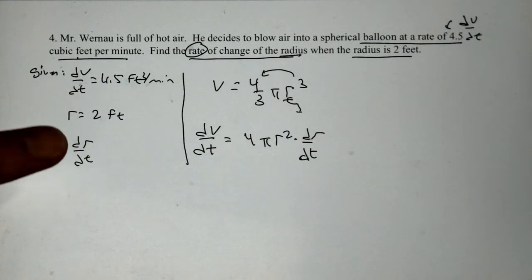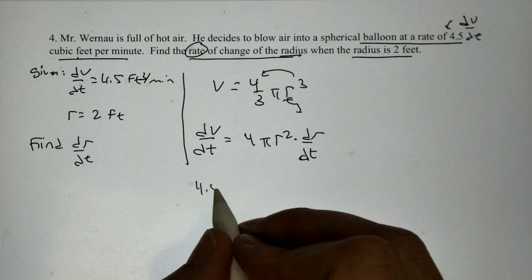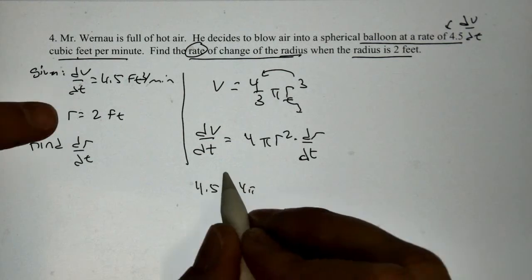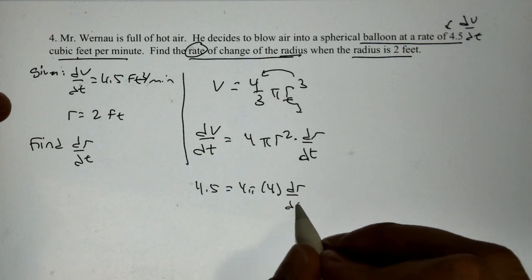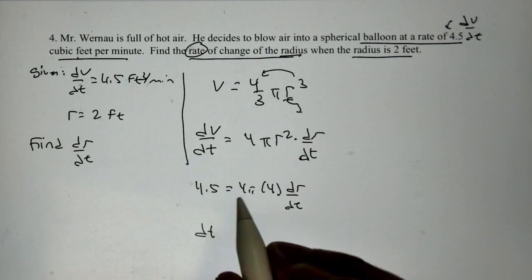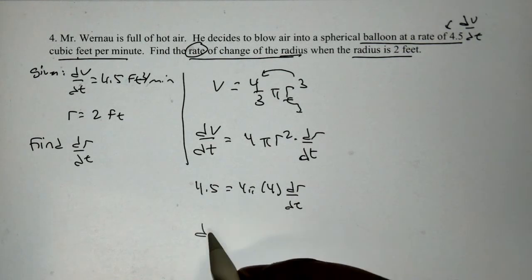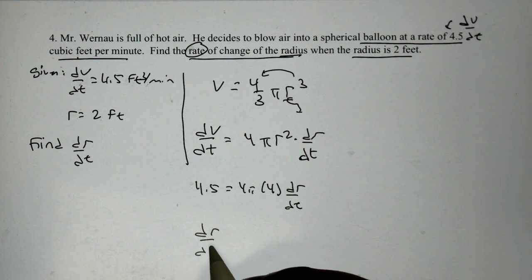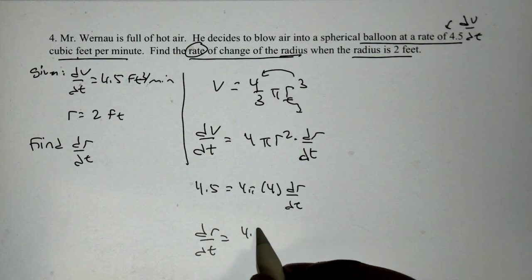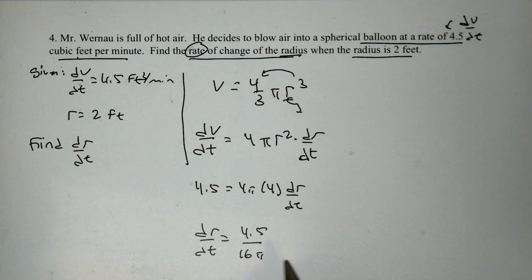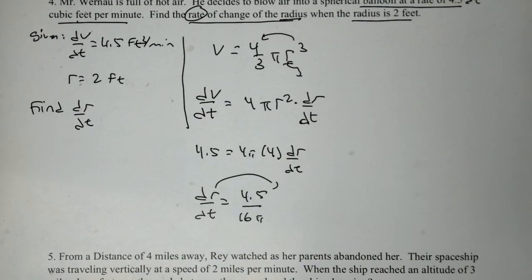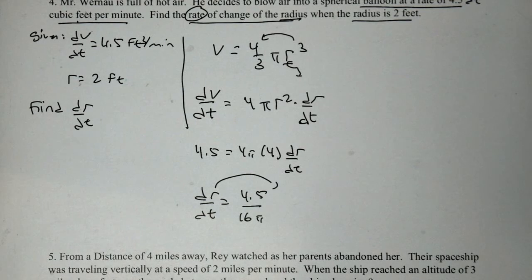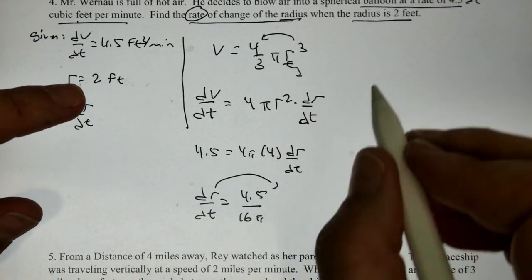I just plug everything in. 4.5 equals 4 pi. The radius is 2, which just becomes 4 when I square it. dr/dt. Don't simplify, just leave it alone. We're going to get dr/dt equals 4.5 over 16 pi. Well, what do we measure radius in? That's why I love this thing. What do we measure radius in? Well, in this case, it's just going to be in feet.